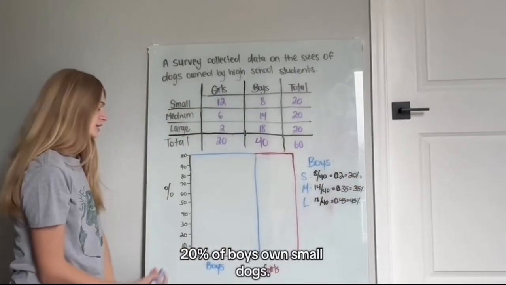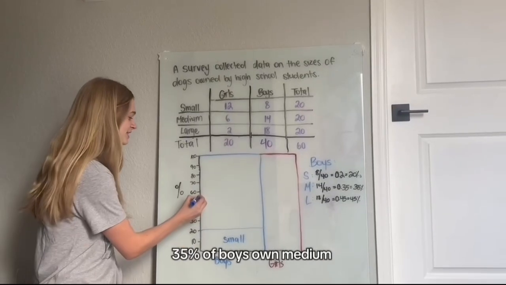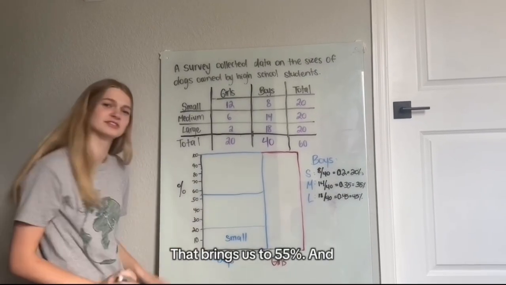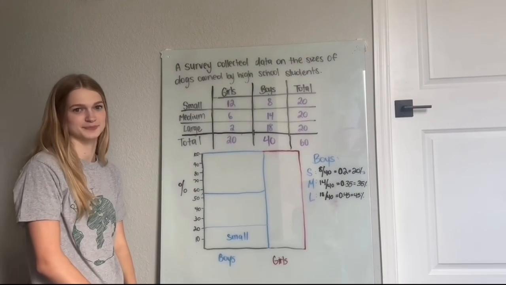20% of boys own small dogs. 35% of boys own medium dogs. That brings us to 55%, and the rest own large dogs.